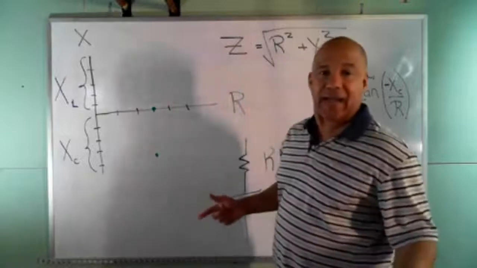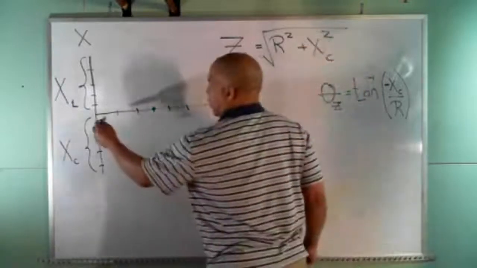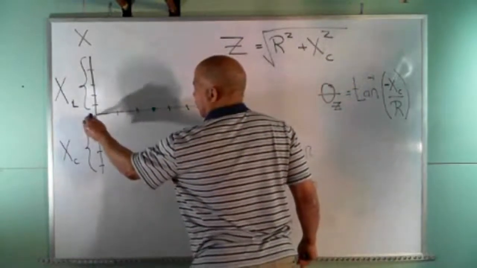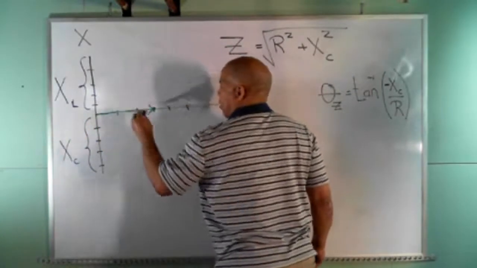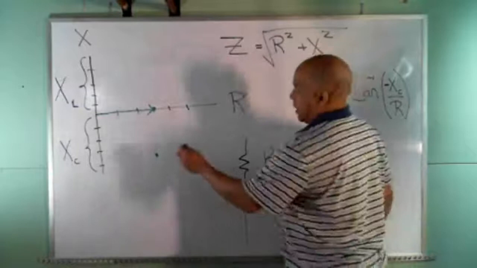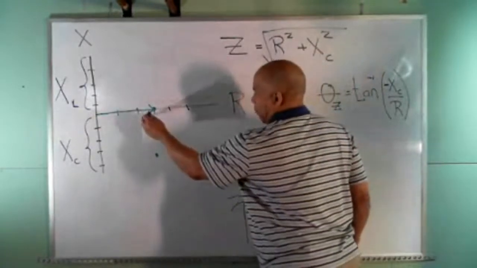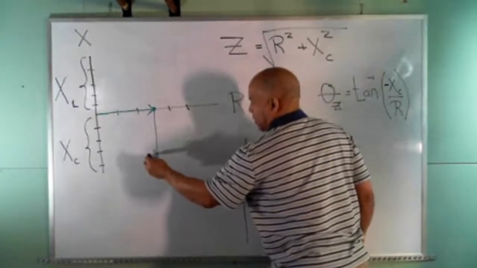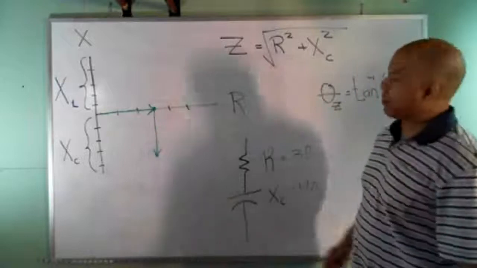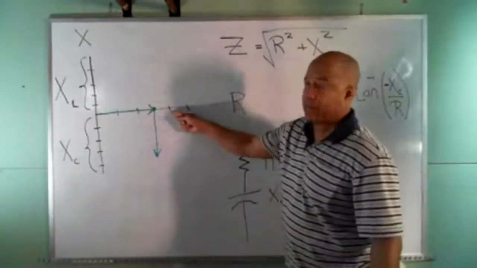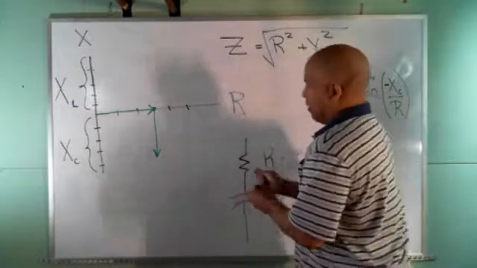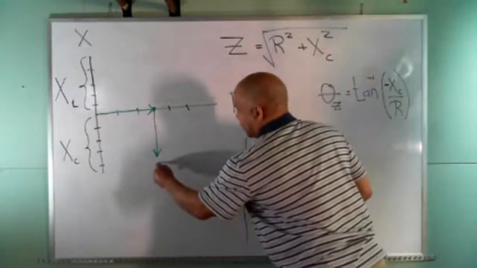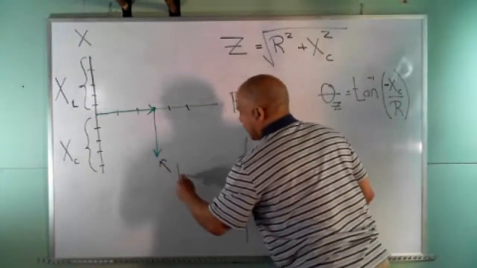Well, how do you get to that dot? Well, it's easy. We went over this way on the resistance axis, and we went down this way 4 units on the reactance axis. So I can go over and down to get to that point. That point right there, that dot, represents impedance.